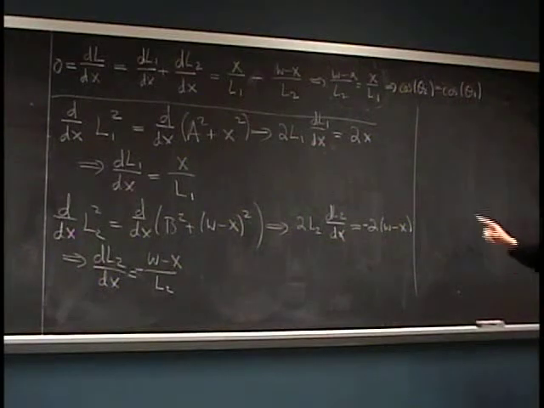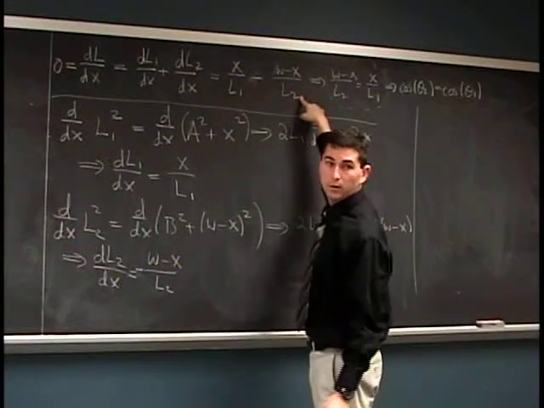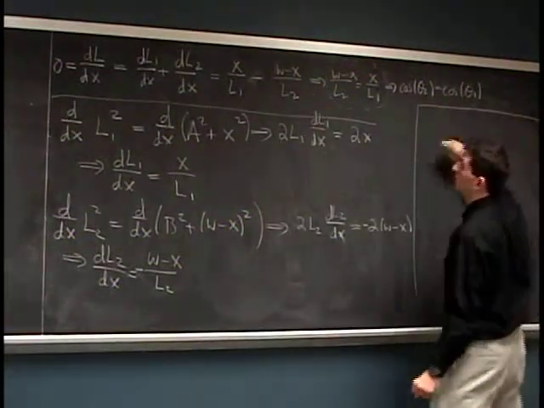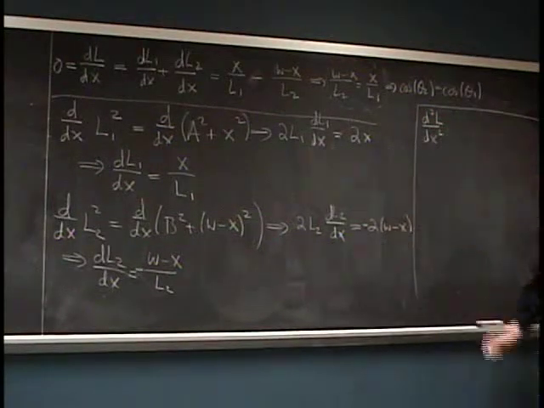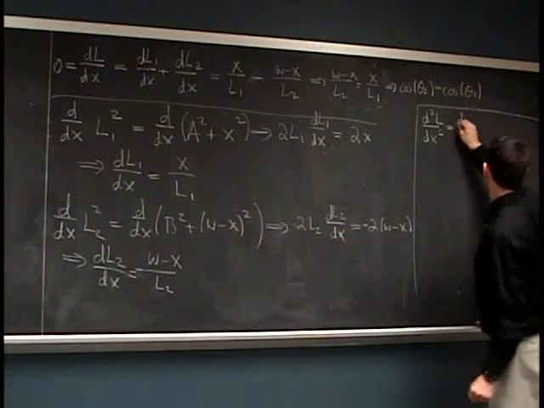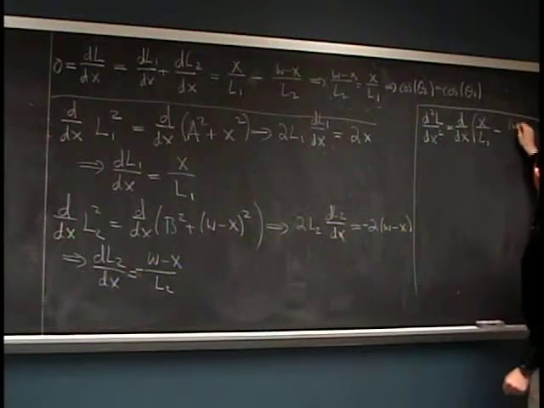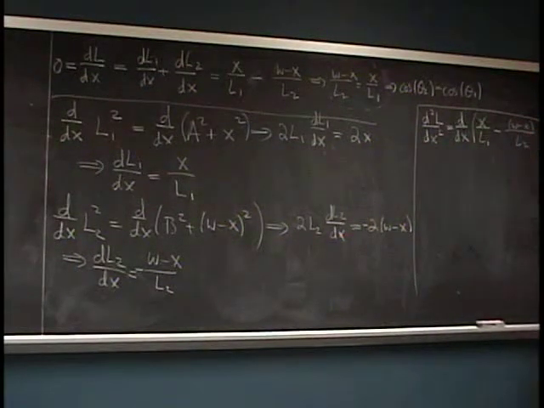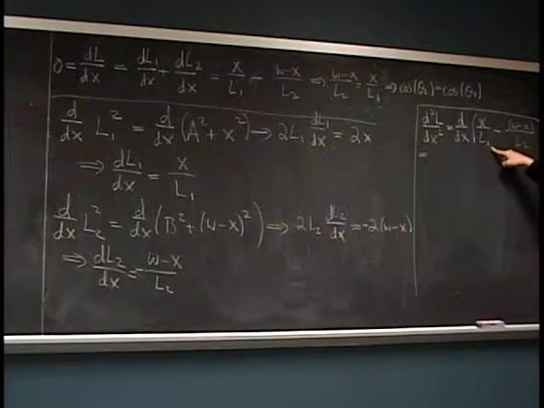Okay, what was our derivative? Well, our derivative was x over L1 minus (w minus x) over L2. So we want to take the second derivative. The second derivative is just going to be the derivative of the first derivative, x over L1 minus (w minus x) over L2. All right, and it's kind of nasty because we have to use the quotient rule on this. Okay, we'll do it.